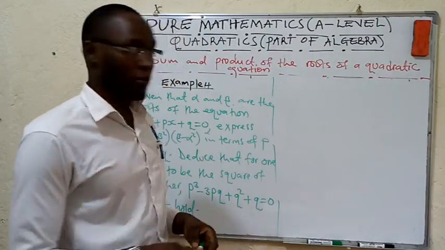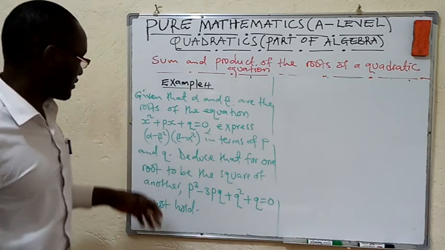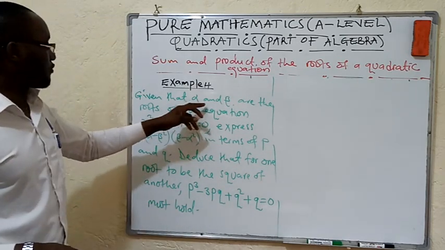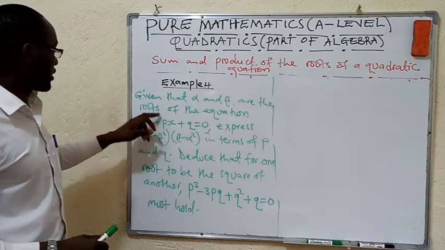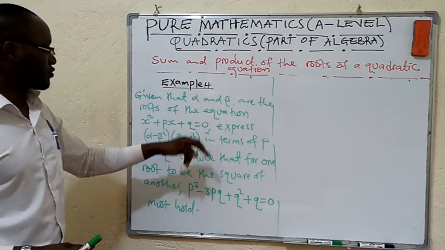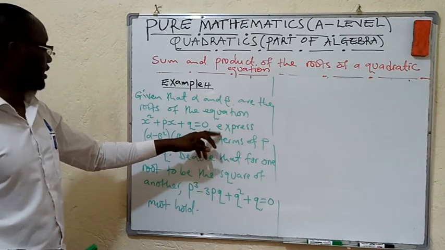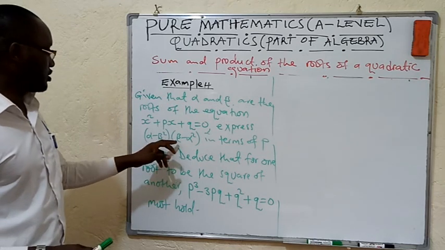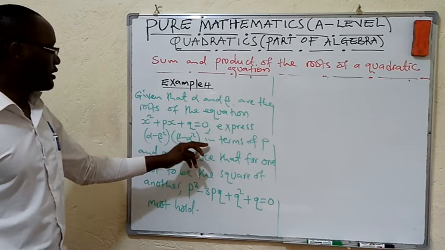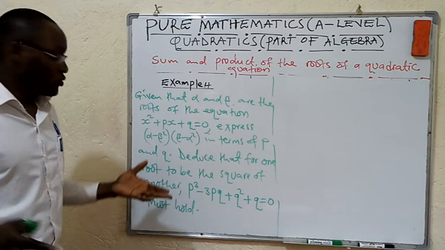Which is a very, very simple example. Let us read it through and see this proof. Given that alpha and beta are the roots of the equation x squared plus px plus q is equal to 0, they are telling us to express alpha minus beta squared into beta minus alpha squared in terms of p and q.